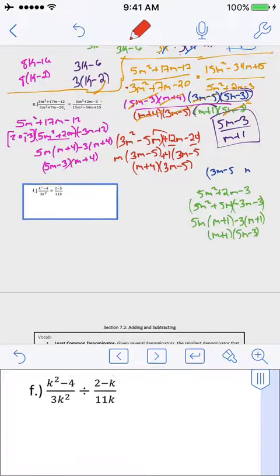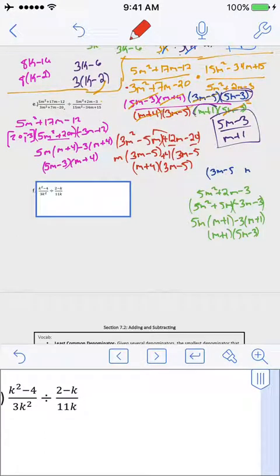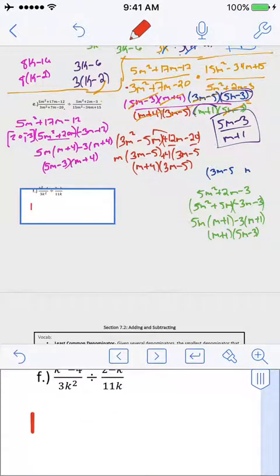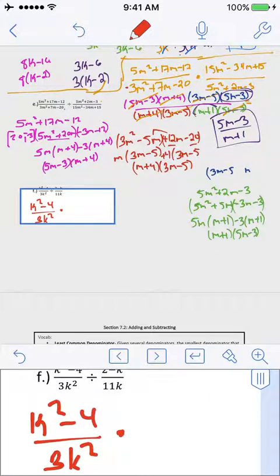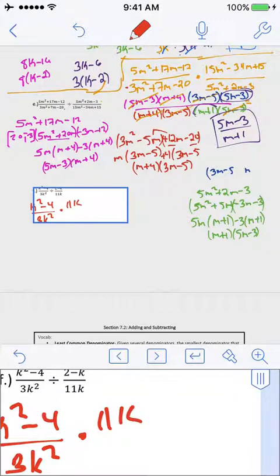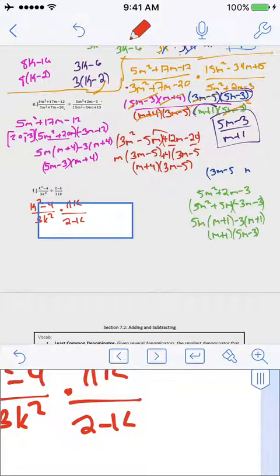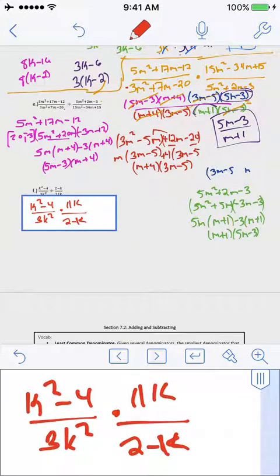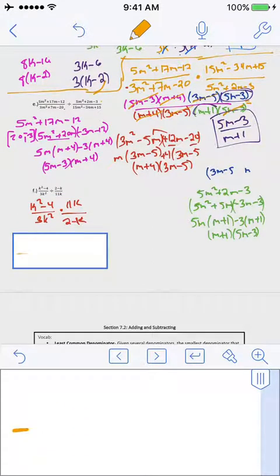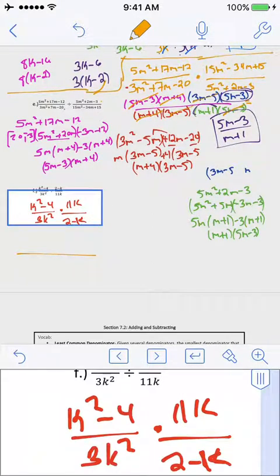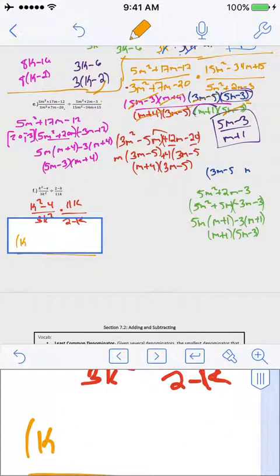Alright, cool. So let's do our same 5 steps. Let's go ahead and flip that so we still have the same k squared minus 4 over 3k squared. Now this is times the reciprocal, 11k over 2 minus k. Alright, now I'll take each one and I can reduce it. So k squared minus 4 is a special case. It's going to be the special case of k plus 2, k minus 2.